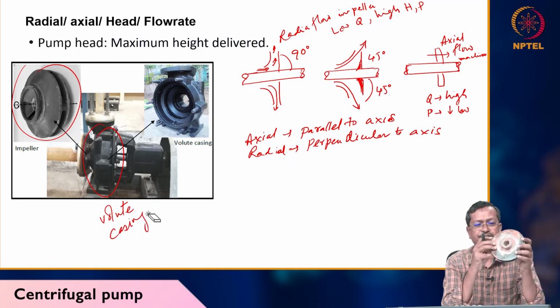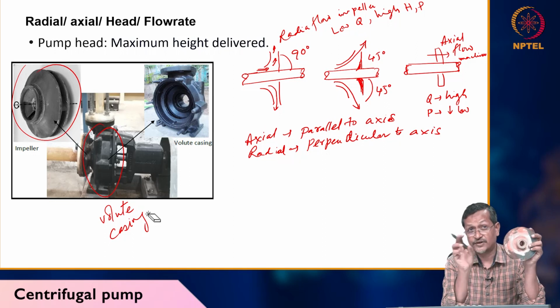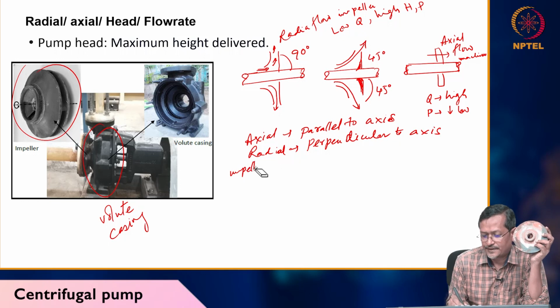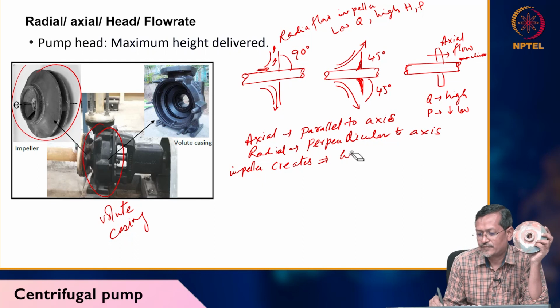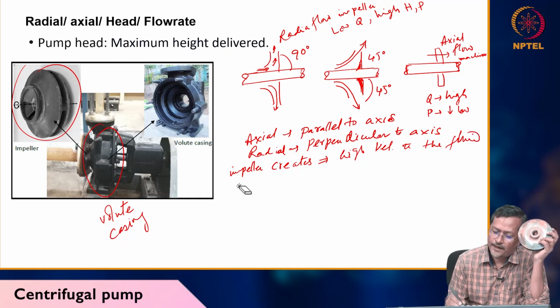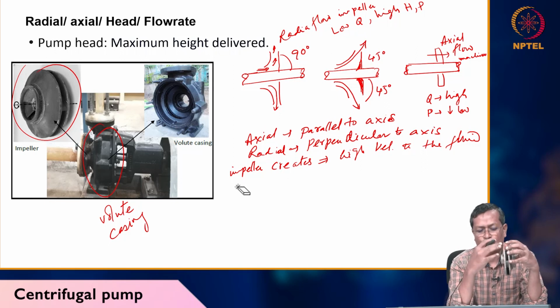Okay, so what happens in the impeller? The impeller creates very high velocity in the fluid. Impeller creates high velocity to the fluid. Okay, and the impeller will be connected to the volute part.